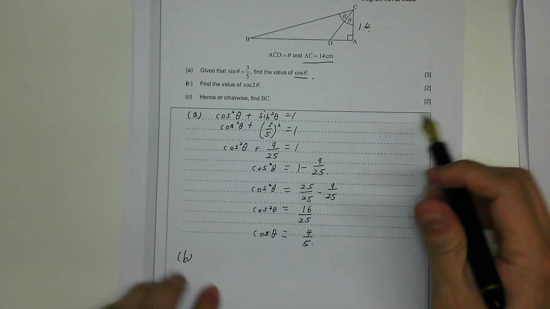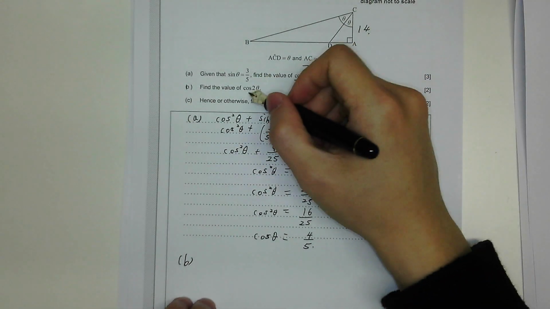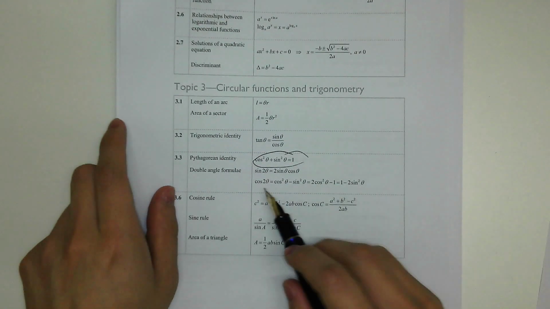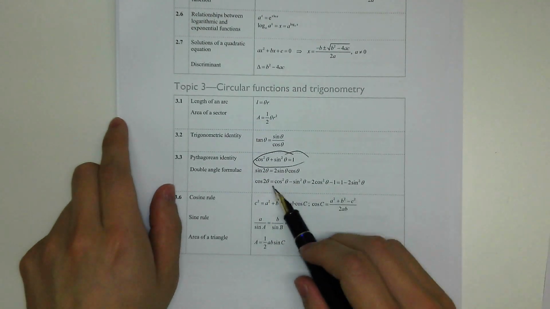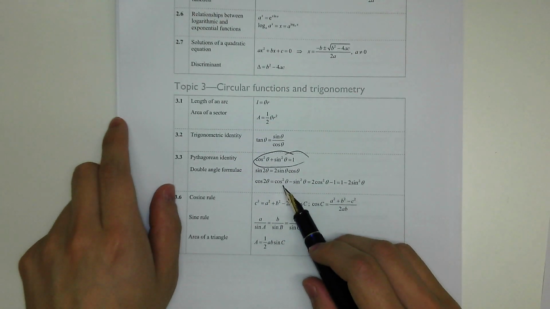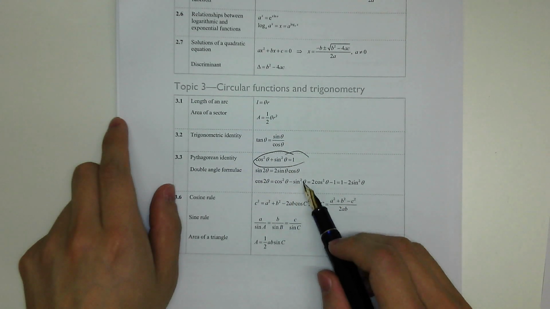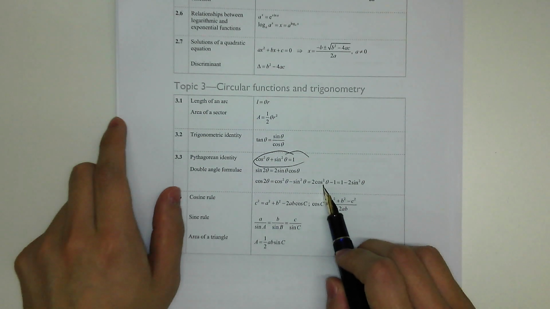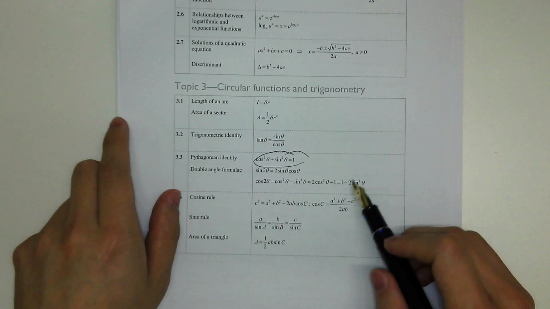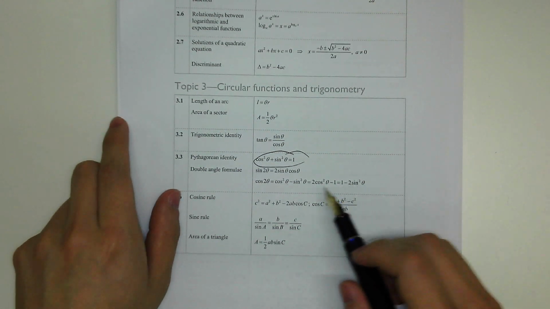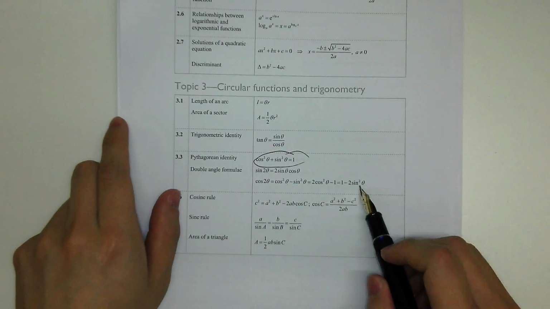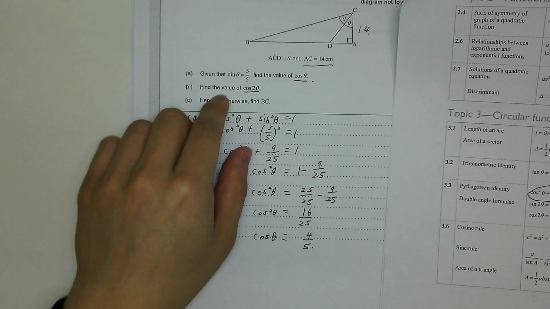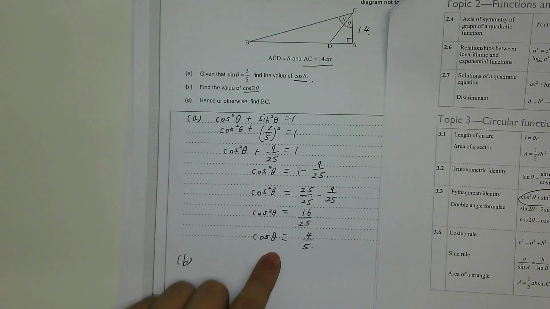In part B, find the value of cosine 2 theta. So again, we can use the double angle formula. Cosine 2 theta equals cosine squared theta minus sine squared theta. Or it also equals 2 cosine squared theta minus 1, or 1 minus 2 sine squared theta. So which one can we use? Actually, we can use either one of them because now we have sine theta and cosine theta.